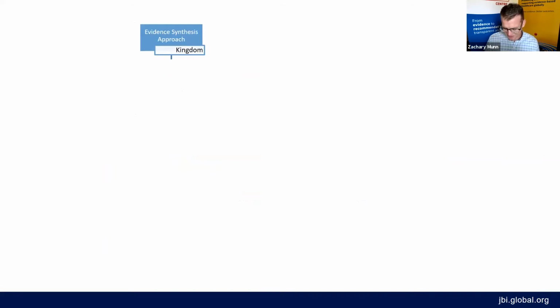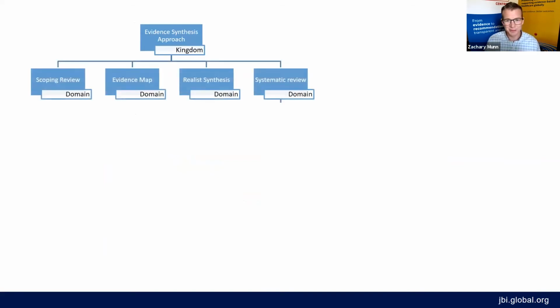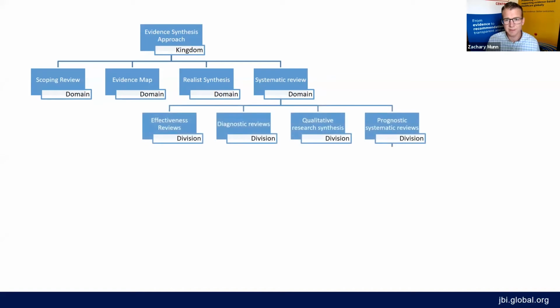And this is just a very simple example or schematic of how this might look. Obviously, we're talking about evidence synthesis. This is a kingdom we're talking about. And then there's lots of different types of evidence synthesis approaches. And underneath each of these are types. And just a caveat here, this is by no means comprehensive. This is just for illustrative purposes only.